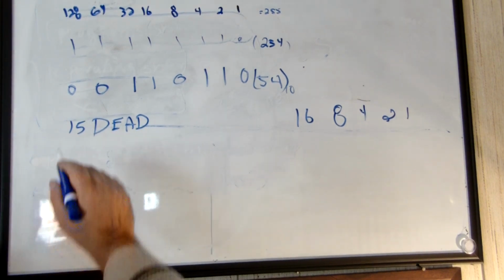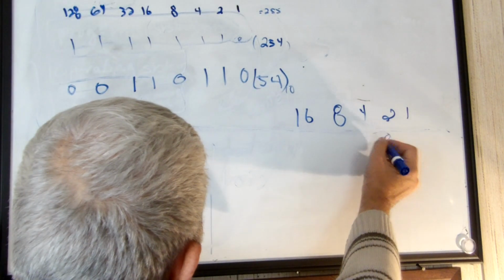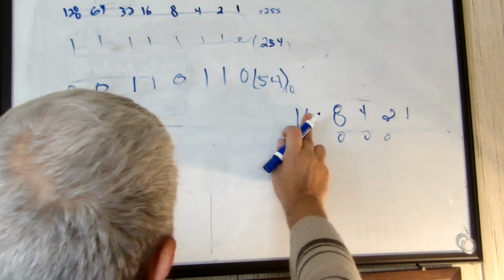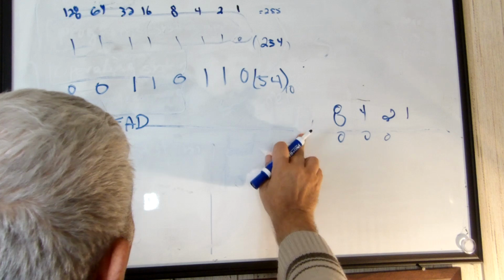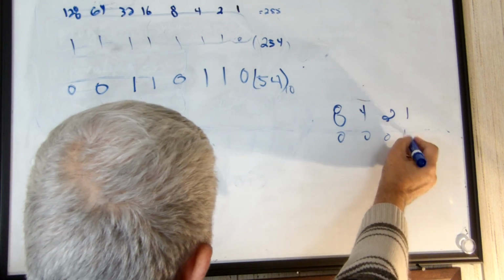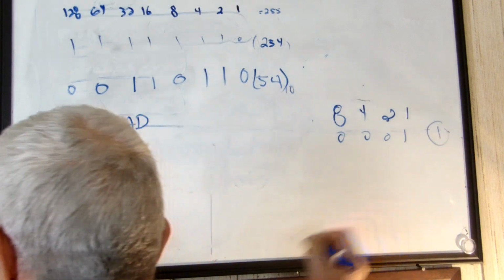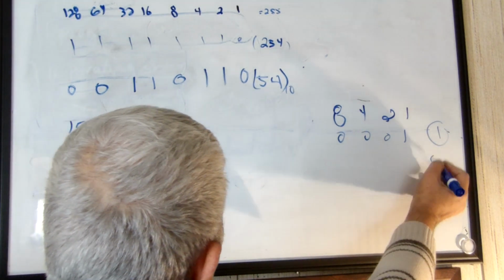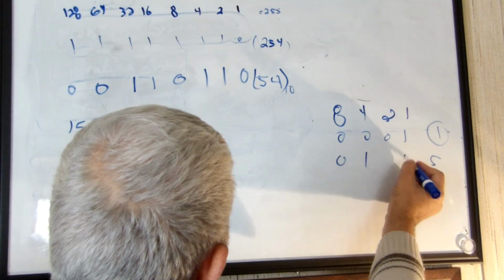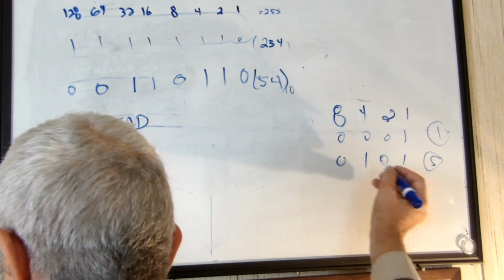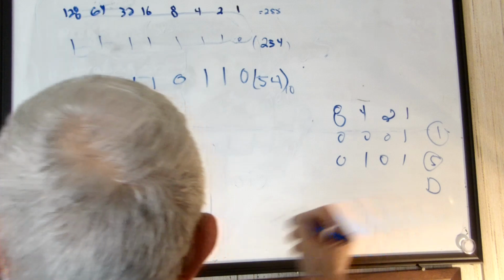1, 5. 1 is going to be this one, like in 4 bits. It's going to be 1, like this. This is 1, and then we have 5. What is 5? 4 plus 1 is going to be 5, and then D. What is going to be D?